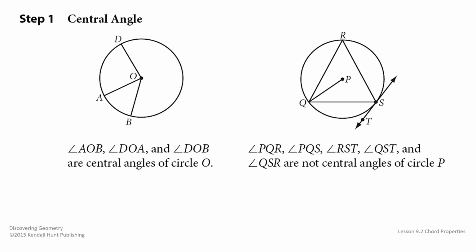Now, if you look on the right, these are ones that are not central angles. Notice that there are no angles where both parts of the angle are in the center of the circle. So if they're outside the circle, it doesn't count either. Everything's on the inside of the circle. That's going to be important with one of the examples we do later.